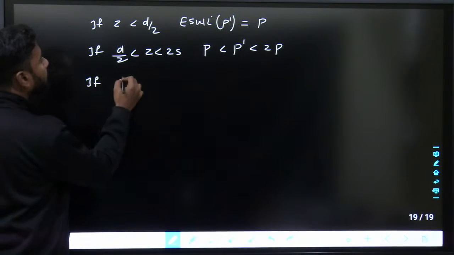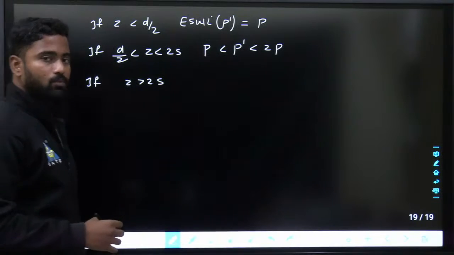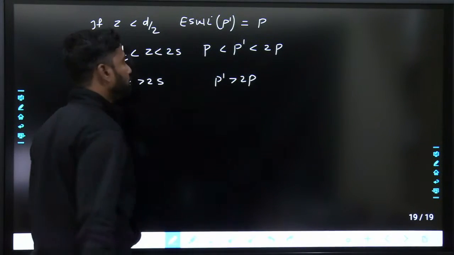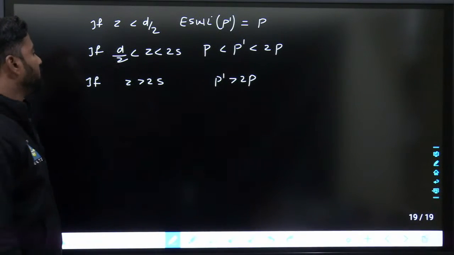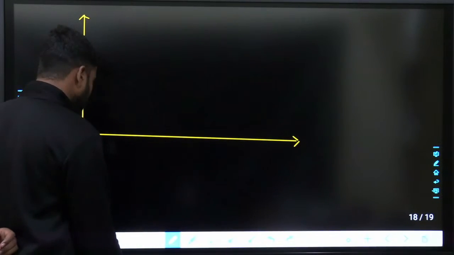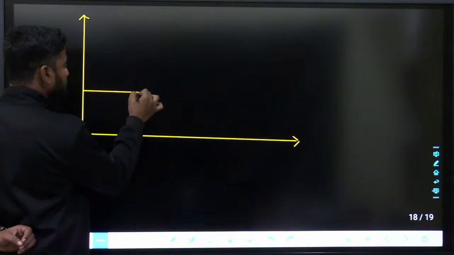If Z is more than 2S, P dash will be more than 2P. So this is how you will be seeing that, and the variation is generally logarithmic. It would be something like this.